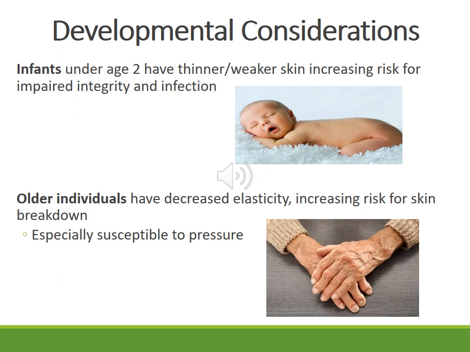As we continue on about factors affecting skin integrity, it is important to note developmental considerations when we think about the young and the old. So, an infant under the age of 2, they have thinner, weaker skin that can increase their risk of impaired skin integrity and infections. So that's very important to be aware of. And then our older individuals, as I said, their skin becomes thinner. They have decreased elasticity. And they can be more susceptible to pressure ulcers and just that disruption in their skin integrity.